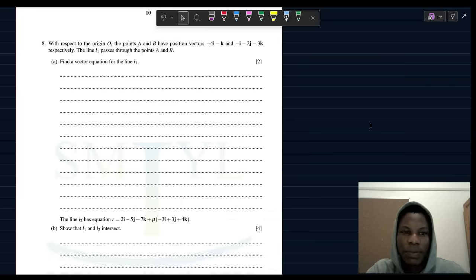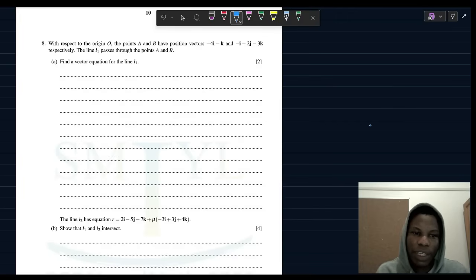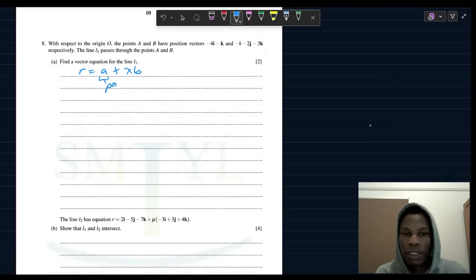Number 8, with respect to the origin, the points A and B have position vectors negative 4i, negative k, and negative i, negative 2j, negative 3k respectively. The line L1 passes through the points A and B. Part A, find a vector equation for the line L1. Okay, so the vector equation of a line can be written in the form r is equal to a plus lambda b, where a represents the position vector of a point on the line, and b represents the direction vector.